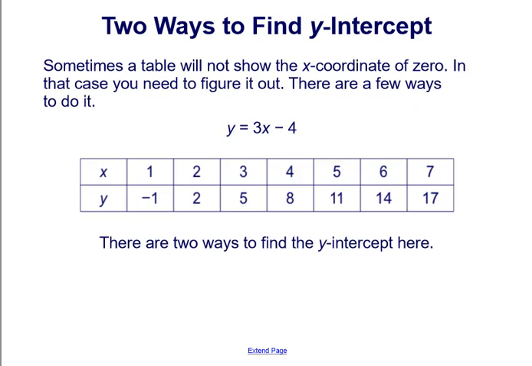Now, sometimes the table will not show the x-coordinate of 0, so you won't be able to automatically identify the y-intercept. In that case, you need to figure it out. And there are a few ways to do this. There are actually 2 ways to find the y-intercept for this example here. We have the function y equals 3x minus 4, and the table that is representing that function.